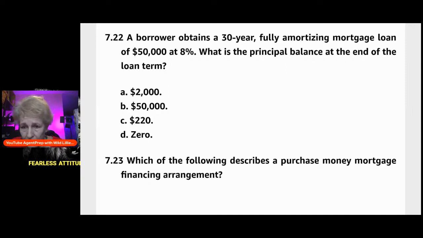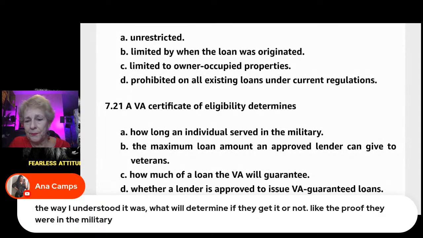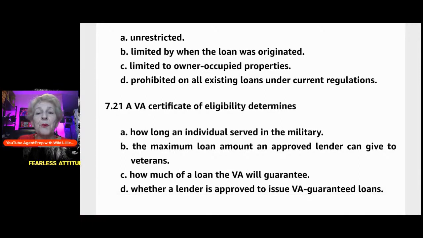Okay, so let me see what else. It says, the way I understand it was, what will determine if they get it or not, like the proof they were in the military? Oh, you're talking about the VA certificate? That doesn't have to do with the rebate, that's for VA eligibility. At least I'm not aware of that. Rebates can be done with any client, any principal. All right, that's the option in the exam. So that's what you saw in the exam.